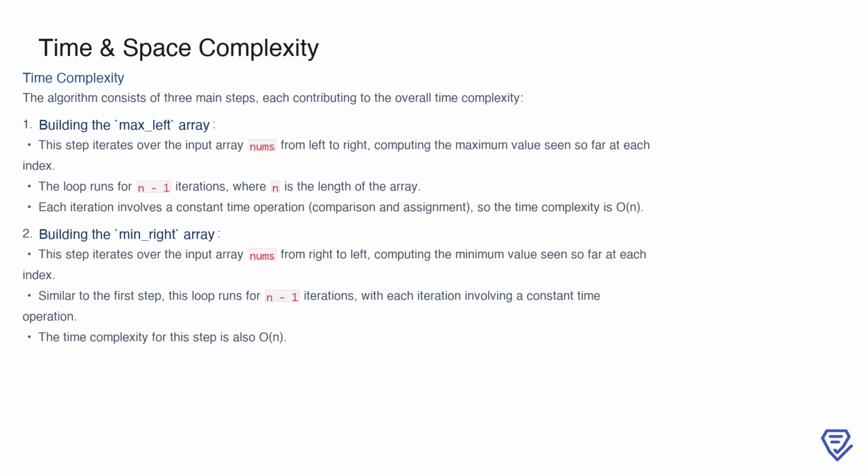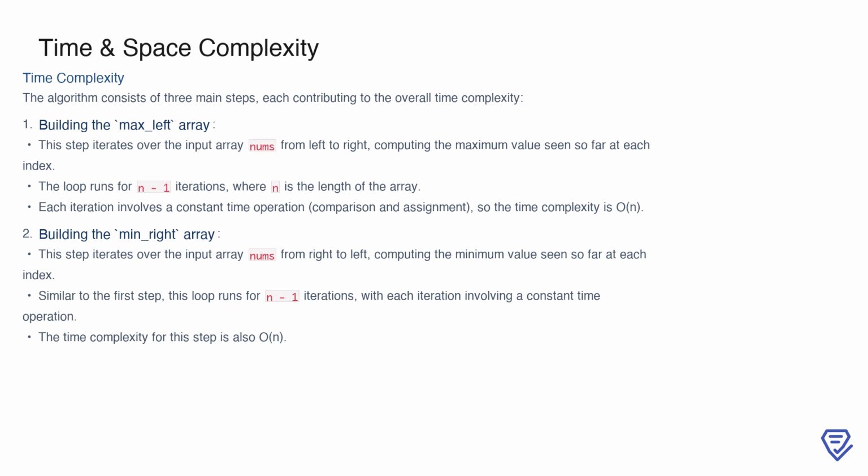In analyzing the time complexity of the algorithm, we observe that it consists of three main steps. First, we build the max_left array by iterating through the input array nums from left to right. At each index, we compute the maximum value encountered so far, which takes constant time per iteration. Since the loop runs n-1 iterations, the time complexity for this step is O(n).